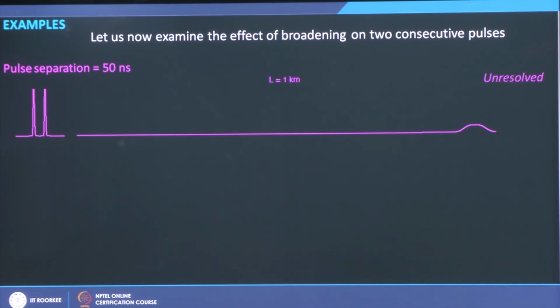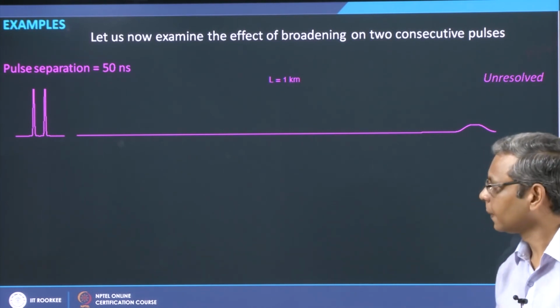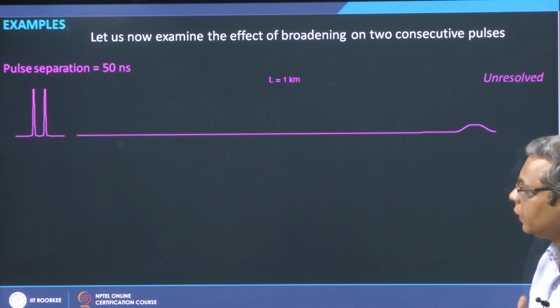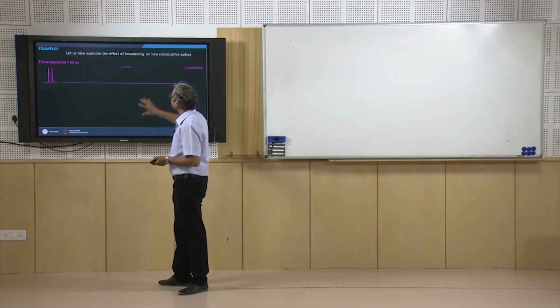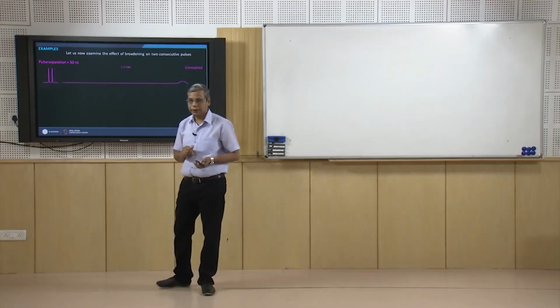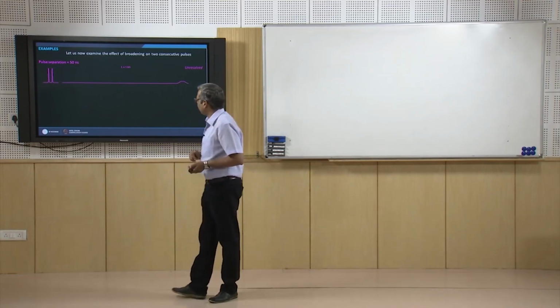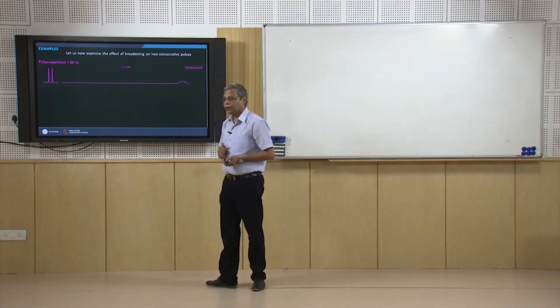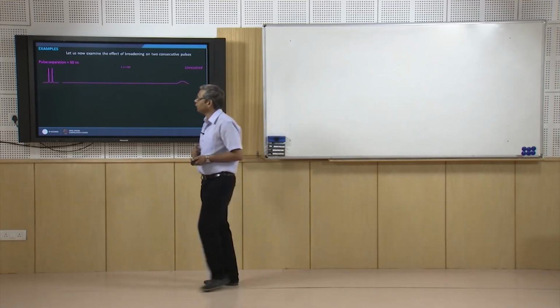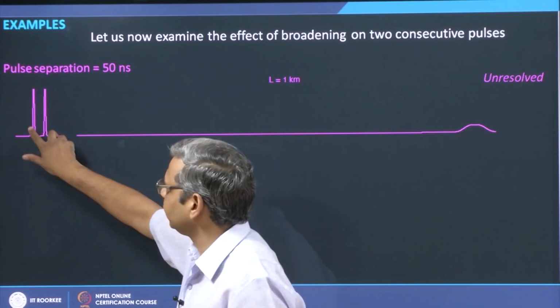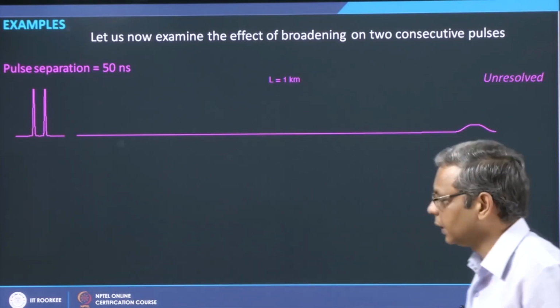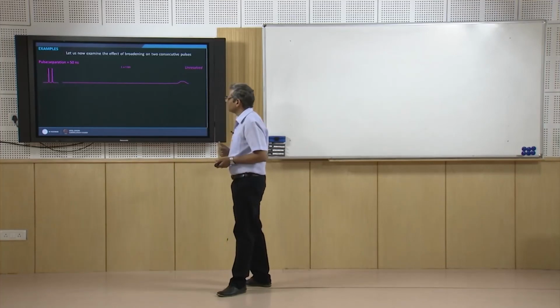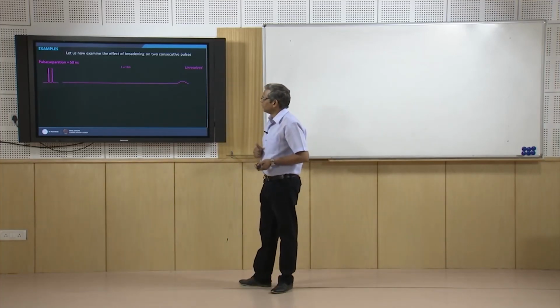Okay. So they are unresolved, you cannot resolve these pulses. So, what you will have to do, if you want to keep the length of the fiber as 1 kilometer and you still want to resolve them at the output end, then you will have to increase the separation between the pulses, okay, so that they are resolvable at the output end.